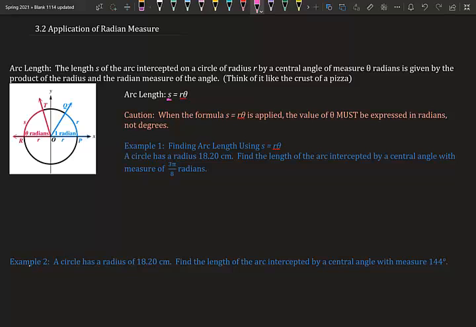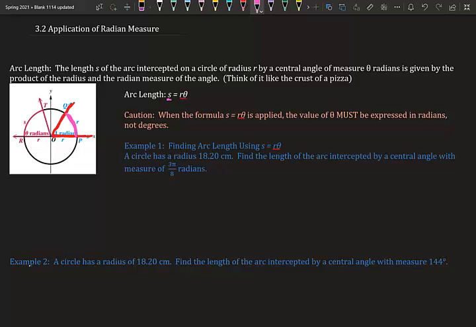So s is the arc length. If I took out one of these arc lengths, so if I really drew it out here, our arc length is the crust of your pizza. Right there. So that's all we're saying. When the formula s equals r theta is applied, the value of theta must be expressed in radians, not degrees. So in order to use the formula, you need to be in radians and not degrees.